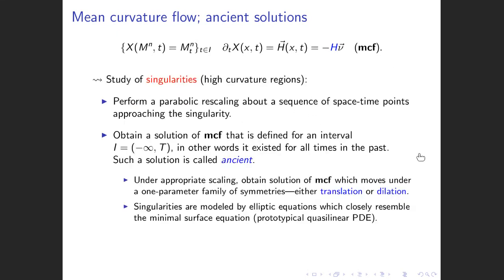If you do the scaling in an appropriate way, not in every case, but in certain cases, you can get ancient solutions with even more properties, and in particular, ancient solutions that move by symmetries. These symmetries are either translation or dilation. And in that case, this mean curvature flow can be described, instead of by a parabolic PDE, by an elliptic PDE. And I'll say a little bit more in a second.